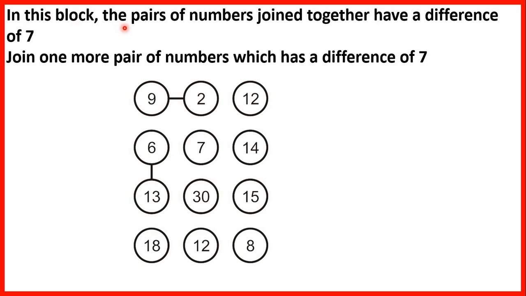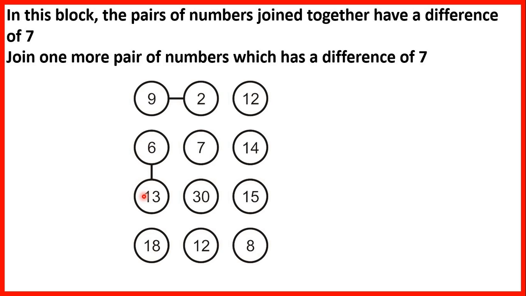In this block, the pairs of numbers joined together have a difference of 7. Join one more pair of numbers which has a difference of 7. So we need to remember that the difference is what we get when we subtract. So 9 and 2 have a difference of 7 because 9 minus 7 is 2, or 9 minus 2 is 7.